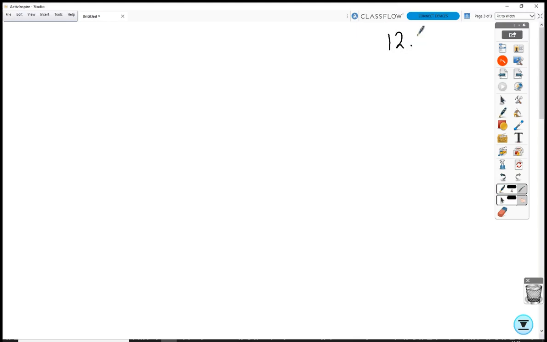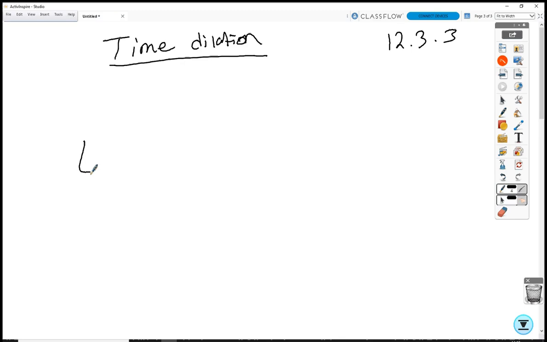This is 12.3.3, time dilation. Before we do any calculations in special relativity, we have to learn about what the Lorentz factor is. The Lorentz factor really is just a coordinate transformation from when you're looking at something from a different frame of reference.